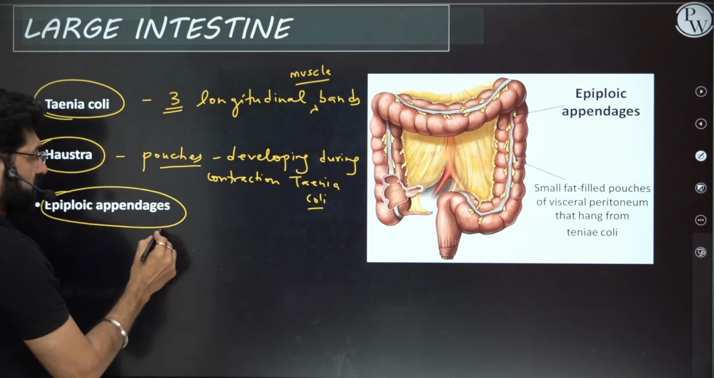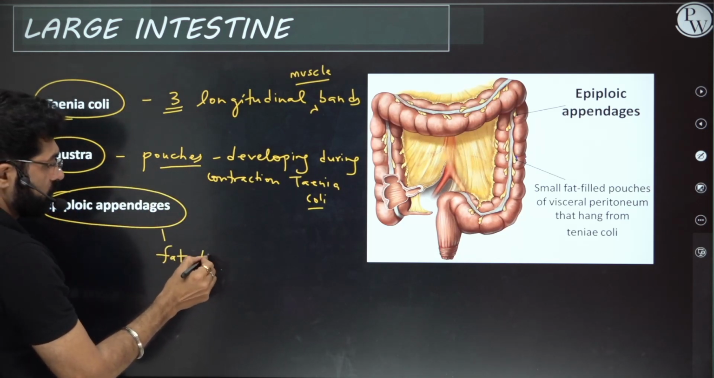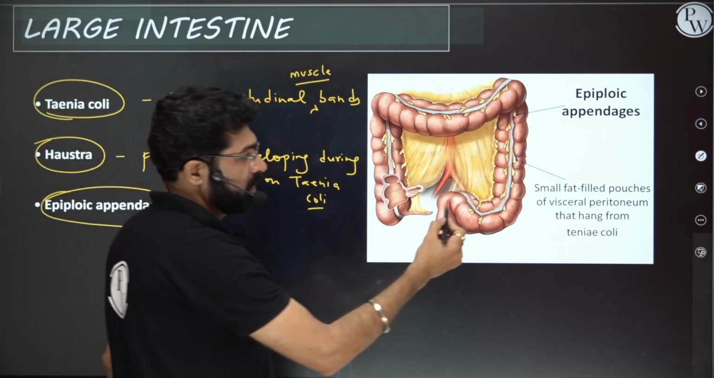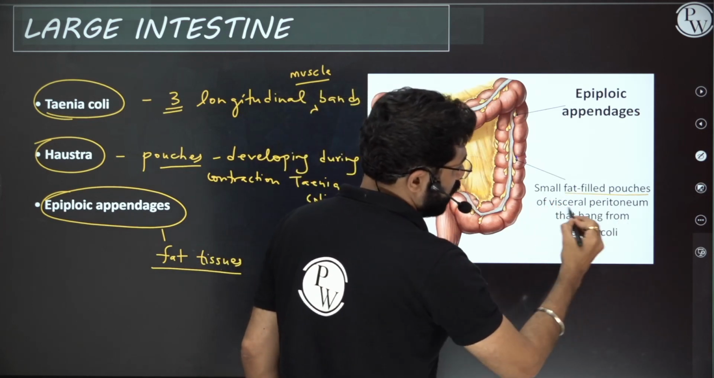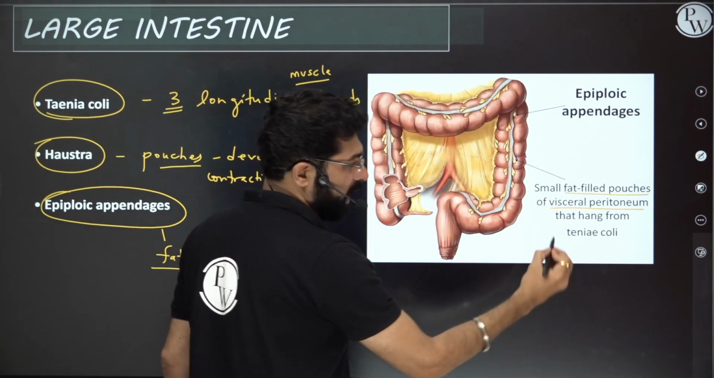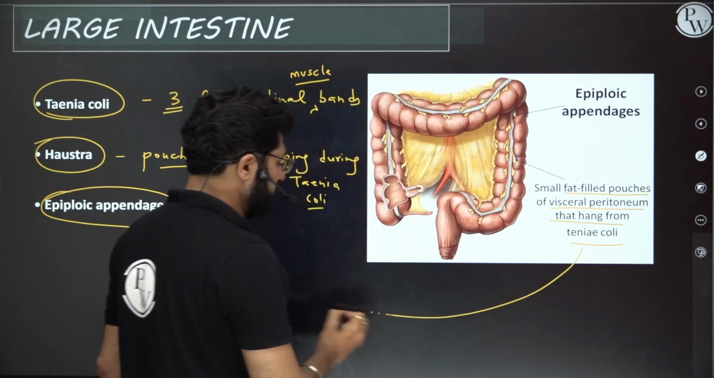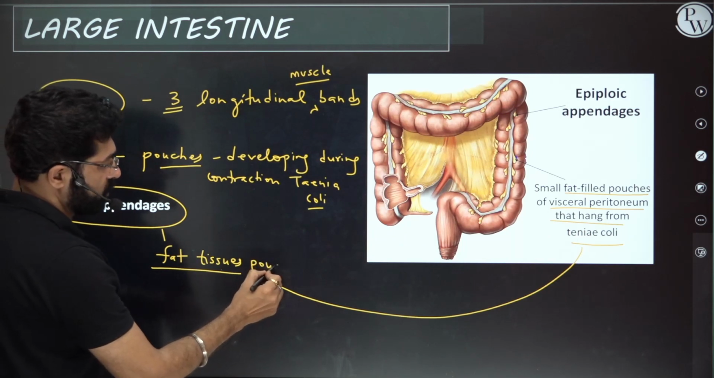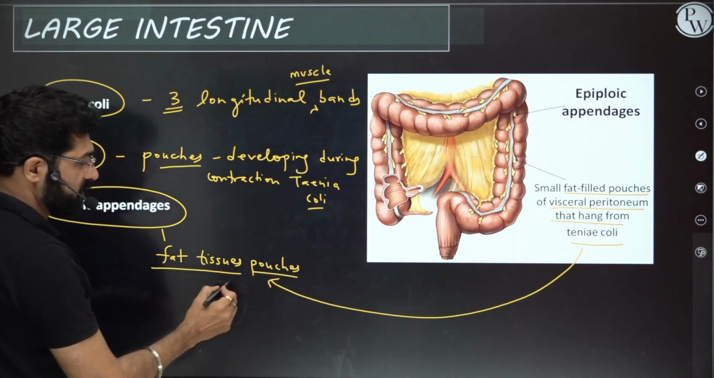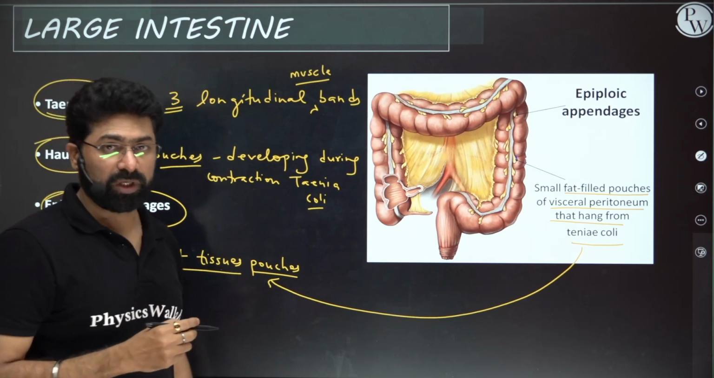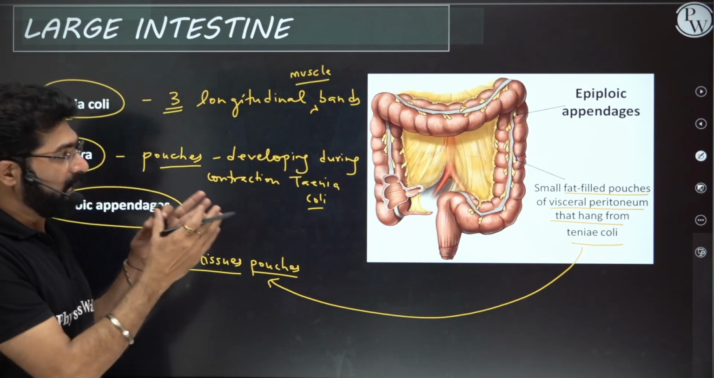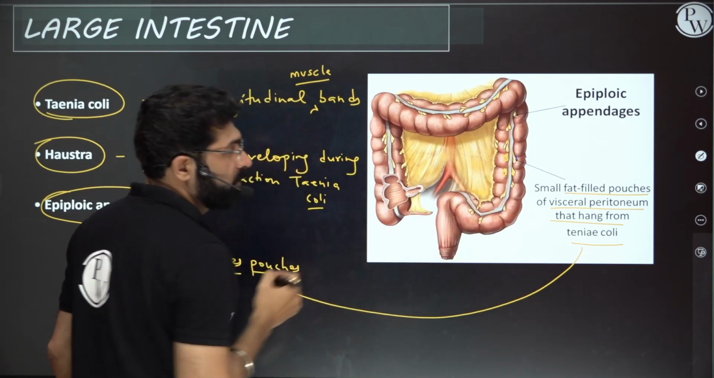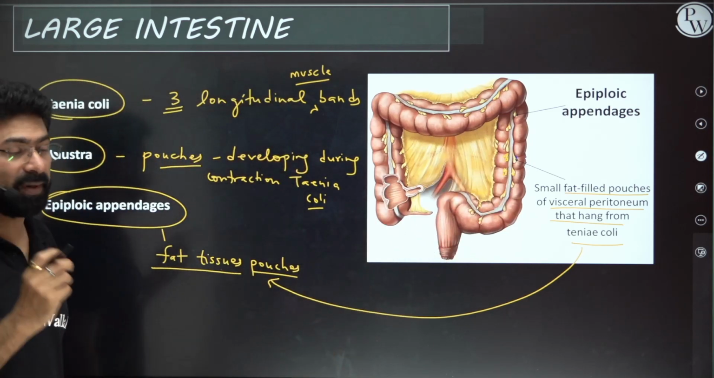Epiploic appendages, these are fat tissues in the visceral peritoneum, you can see here. Small, fat-filled pouches of visceral peritoneum that hang from the tinea coli. So fat tissue pouches, which are in the visceral peritoneum, hanging from the tinea coli. You can see they are hanging from the tinea coli here. These are called epiploic appendages.